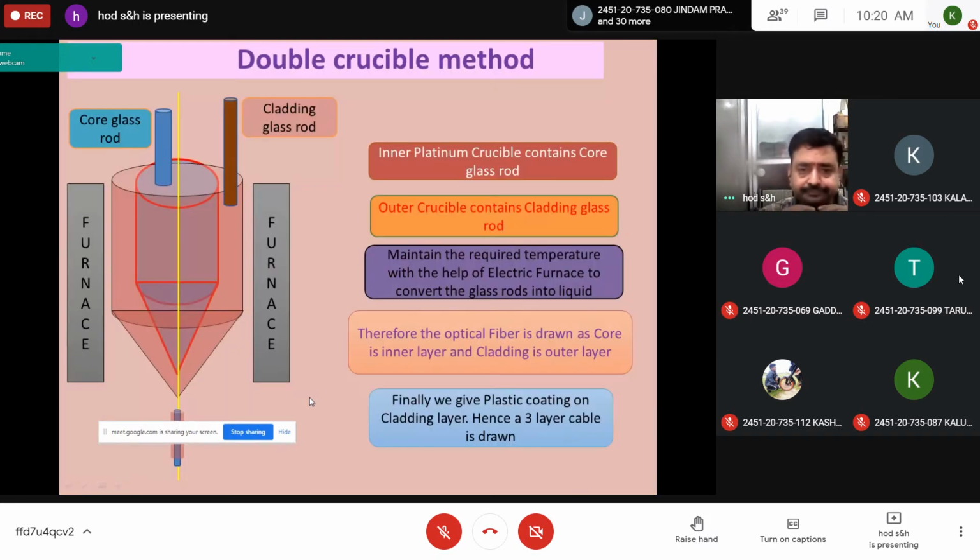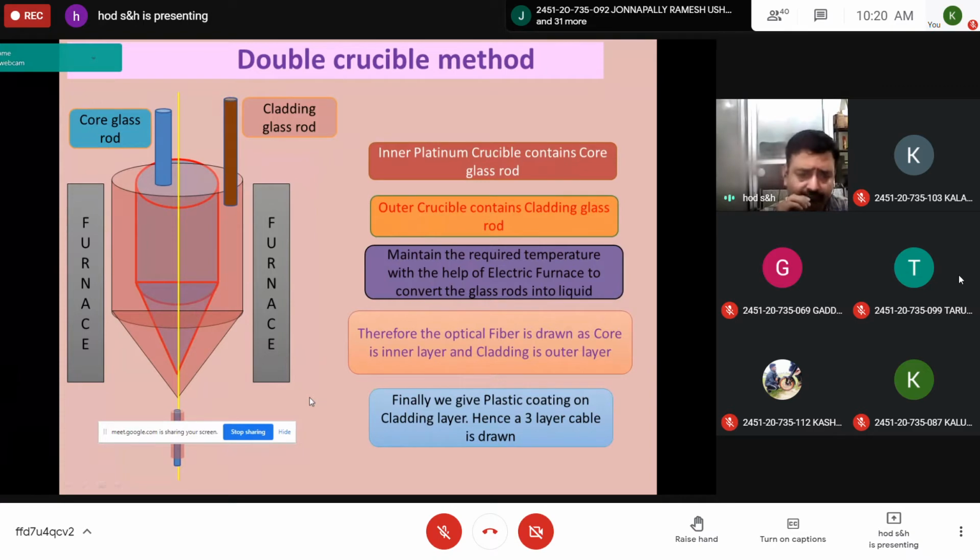Students? So in brief, the inner platinum crucible contains the core glass rod, and the outer crucible contains the cladding glass rod. The required temperature is maintained with the help of an electric furnace, placed on either side of the crucible. Because of the high temperature, the glass rods are converted into liquid when inserted in the crucibles. Therefore, optical fiber is drawn with the core as inner layer and cladding as outer layer. And finally, a plastic coating is also given, so that a three-layer cable can be drawn.